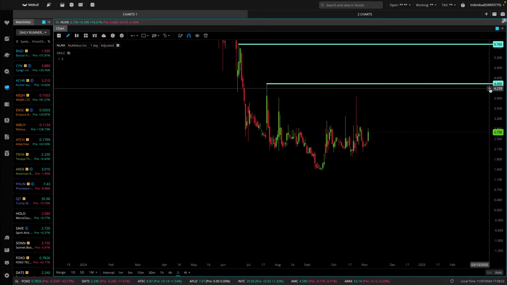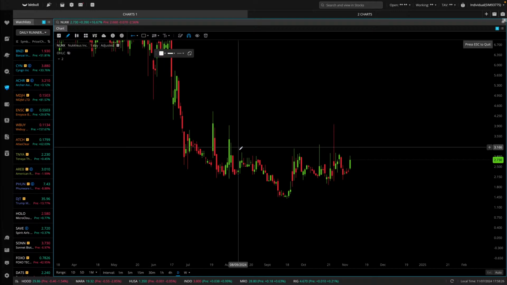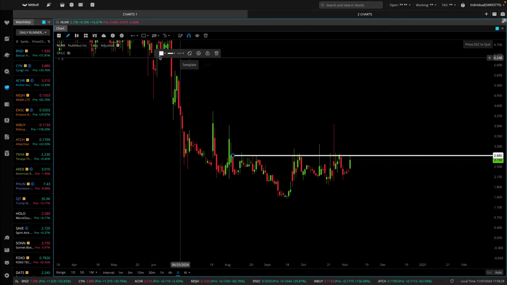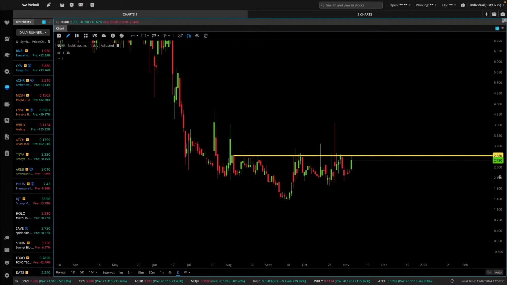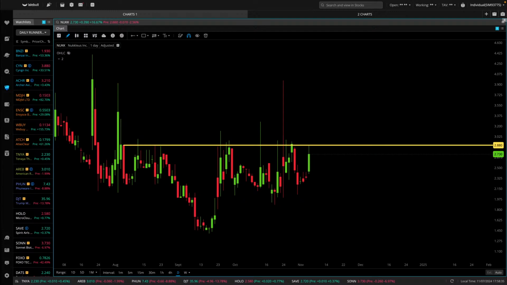This one doesn't look great. NUKK. Nothing for me on this, unfortunately. You have a lot of resistance over here, though. 288. So 288 break above, maybe. So NUKK, wait for a 288 break above.